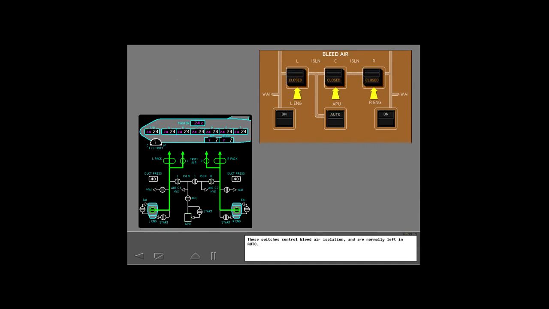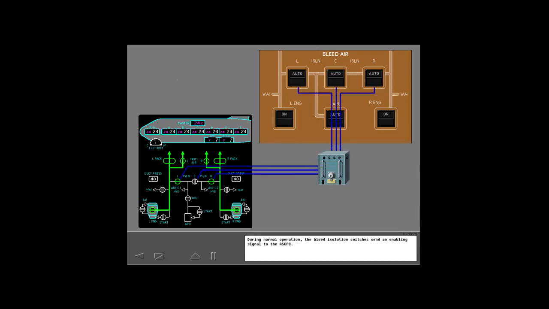These switches control bleed air isolation and are normally left in auto. Select Auto on the left, center, and right bleed isolation switches. With the bleed isolation switches in auto, the closed lights remain extinguished when the isolation valves are performing their normal automatic operation. During normal operation, the bleed isolation switches send an enabling signal to the ASCPC.